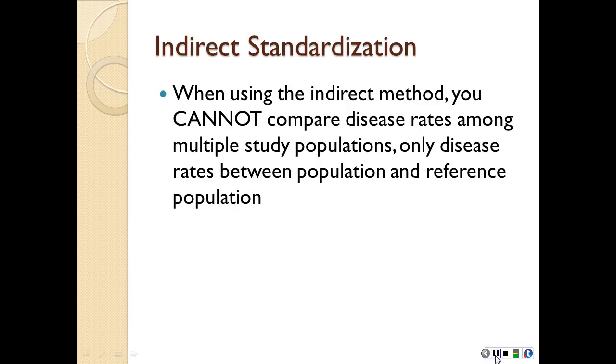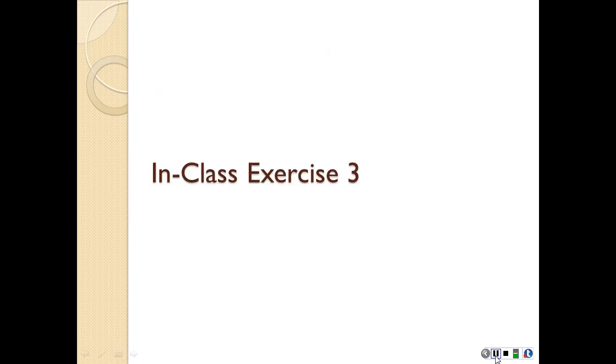So we had population A and population B, and we used indirect standardization to compare them to population X. We can say population A compared to population X, and we can say population B compared to population X. We cannot say population A compared to population B. You can only look at the disease in your population compared to the reference population, so you can't get quite as much information in that particular aspect. So that concludes the confusing part of the afternoon.